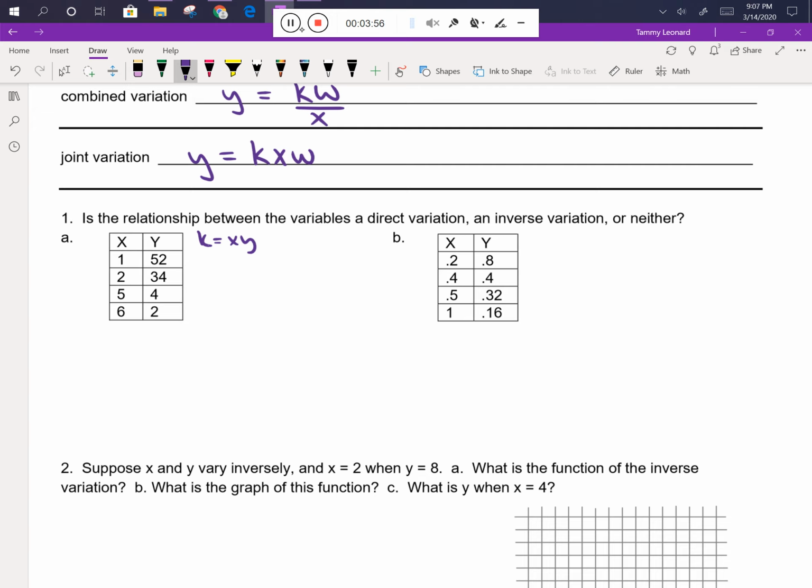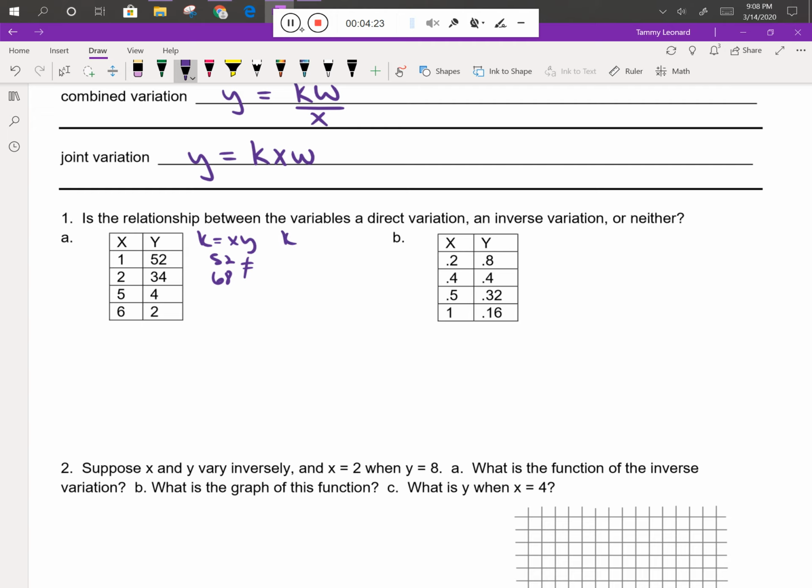Well, 1 times 52 is 52. 2 times 34 is 68. 5 times 4, oh wait, why am I even doing this? Are those the same? No, those are not equal. So I don't even need to test the rest of it. This is not an inverse relationship because I'm not getting the same value every time I check an xy. So I'm going to stop right there. Didn't need to go any further.